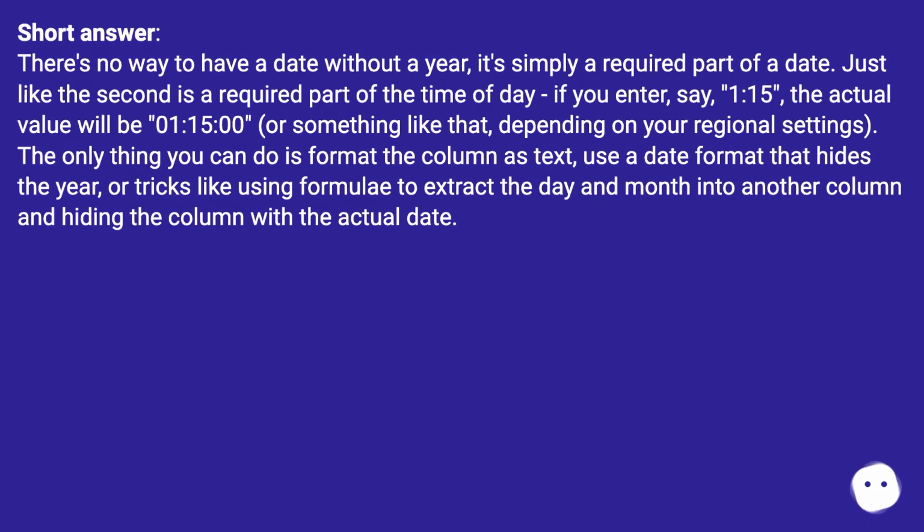Short answer: there's no way to have a date without a year, it's simply a required part of a date. Just like the second is a required part of the time of day. If you enter, say, 1:15, the actual value will be 1 hour and 15 minutes, or something like that, depending on your regional settings. The only thing you can do is format the column as text, use a date format that hides the year, or use tricks like using formulae to extract the day and month into another column and hiding the column with the actual date.